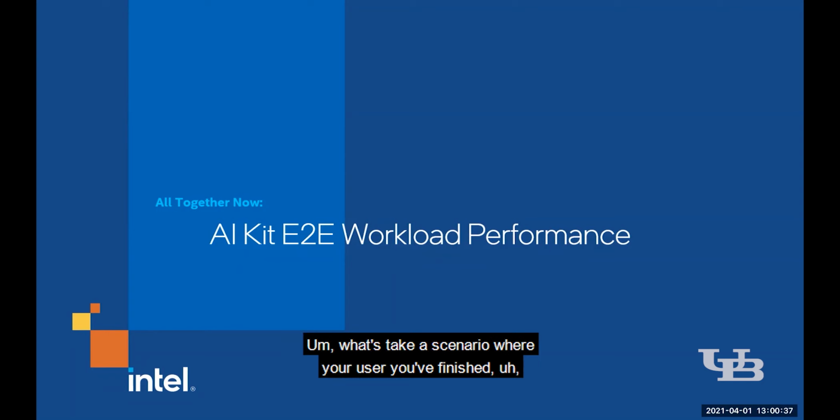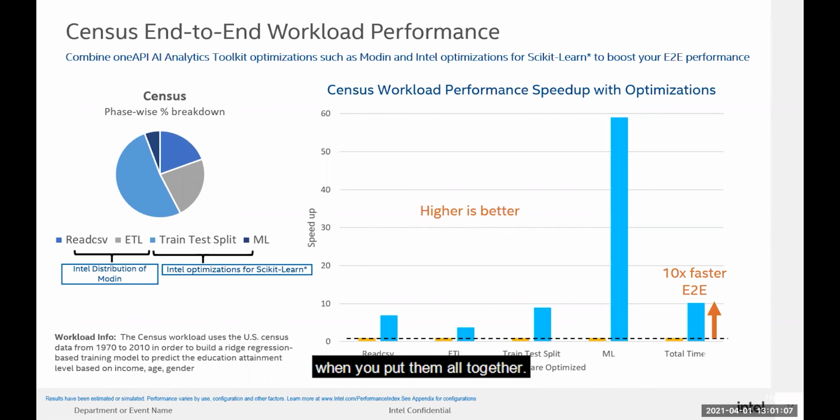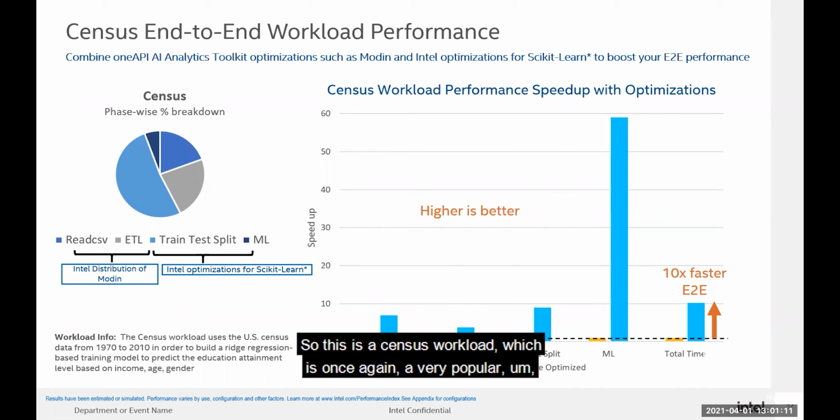What is it going to look like when we put all of these optimizations together? Let's take a scenario where you're a user, you've finished installing the AI kit, and you've made the tweaks necessary to optimize, say, a census workload, like predicting a person's education level based on income and so on. Here is the combined performance gain that you get with optimizations such as Modin and Intel optimizations for scikit-learn when you put them all together. This is a census workload, which is once again a very popular workload used for benchmarking. Essentially this is taking data from 1970 to 2010, and we're using a ridge regression-based training model to predict the education attainment level of a person based on income, age, and gender.